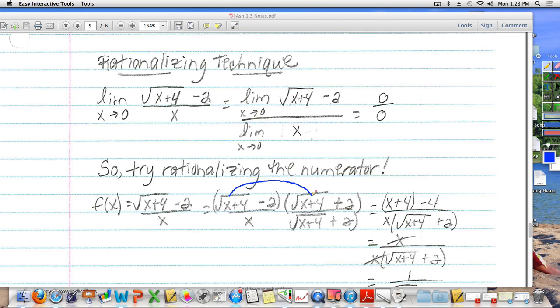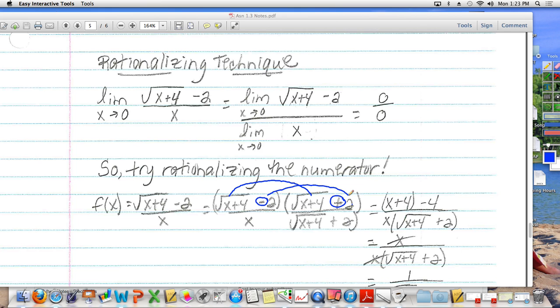And I skipped a huge step here. But I was hoping that you would have remembered from last year that when you're multiplying by exactly the same thing, the only difference being the sign, those middle terms just automatically cancel each other out, leaving you then with just negative 2 times 2, which is minus 4. And then on the bottom, you have x, and you need to multiply it by the square root of x plus 4 plus 2.